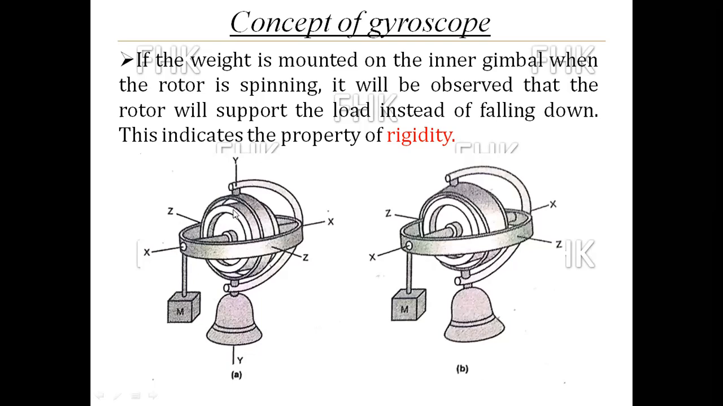If the rotor is not spinning, then this complete assembly, the rotor and this mass, will fall down due to the gravitational force. But when the rotor is rotating at high speed and you apply the load on the inner gimbal, that load won't fall down, due to the spinning of the rotor about the axis XX, which holds that load. That property is called rigidity.